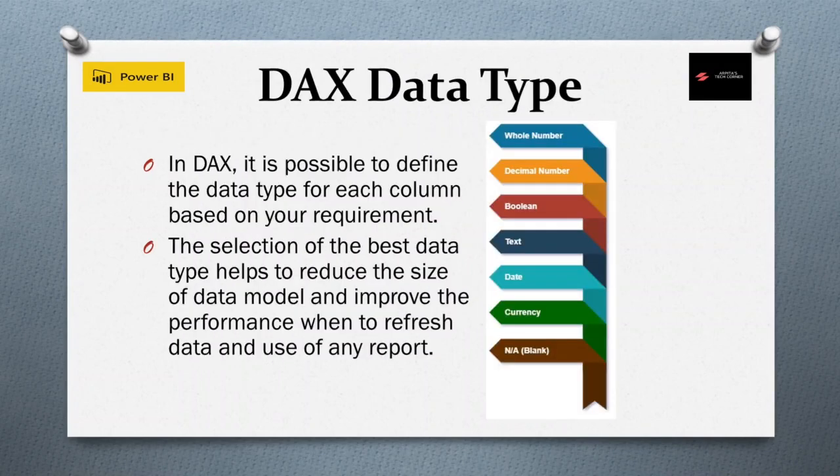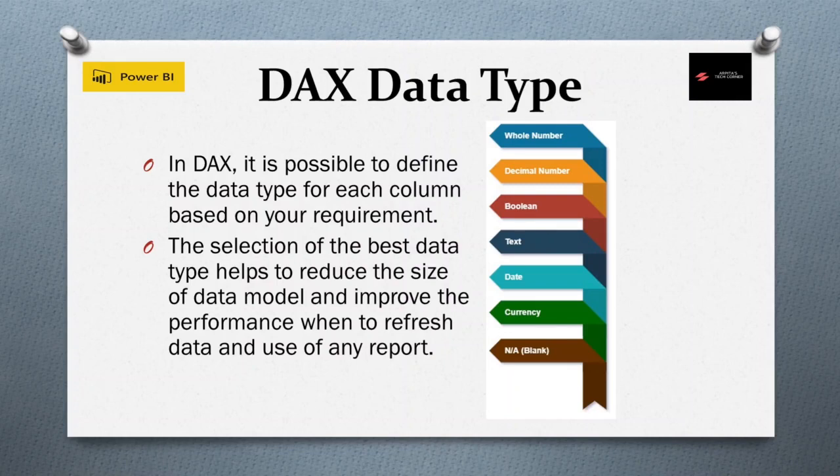Okay, let's move on. Now in DAX, how many data types do we have? We have whole number, decimal, boolean, text, date, currency, and blank, which means not applicable. In a database, we used to see null values, so here it is not applicable. Normally in DAX, it is possible to define the data type of each column based on your requirement. We can customize the type.